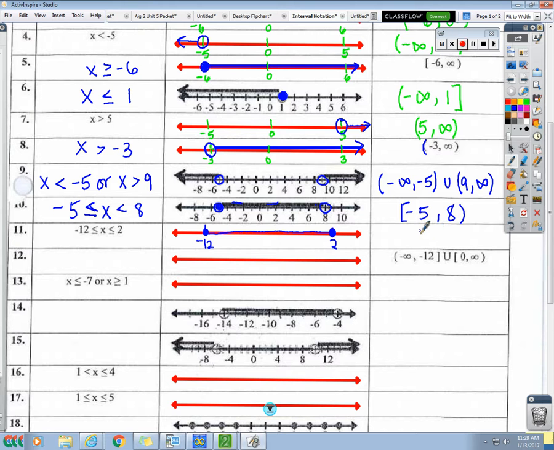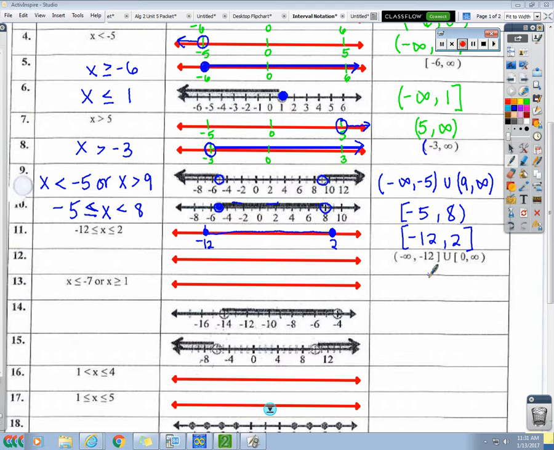Now for interval notation, you just write your two numbers, because left to right, that's all. It's not going to infinity. It's restricted on the left at -12 and on the right at 2. And they're both closed circles, meaning they're both included, so brackets. Now why don't you try 12, 13, and 14.